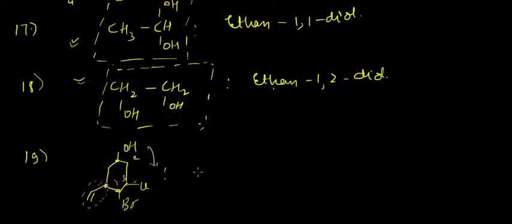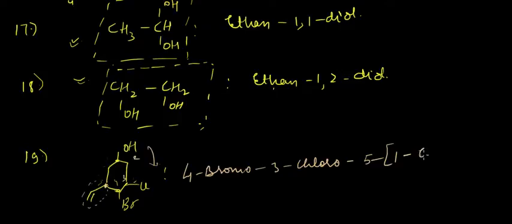Okay, so the name would be 4-bromo, we have 3-chloro, and then we have 5-ethynyl. If you look at why we actually gave the third number to chloro and then ethynyl, the first character of ethynyl starts with E and this starts with C, hence in alphabetical order chloro would be given higher preference over ethynyl, hence we started the numbering from this carbon atom.